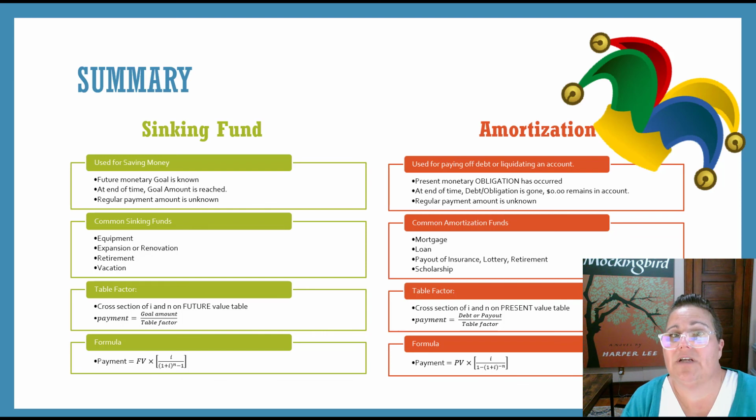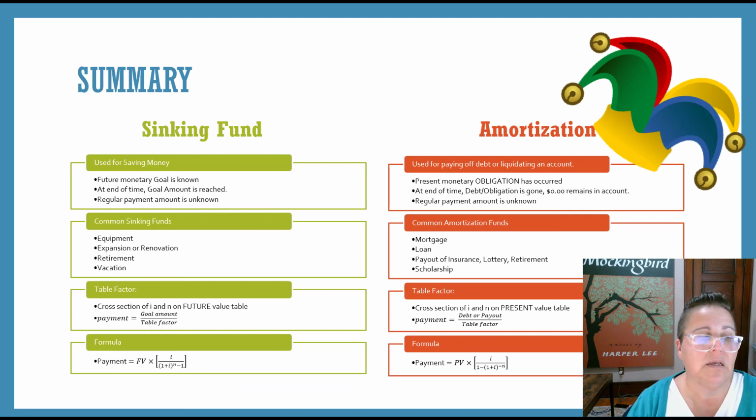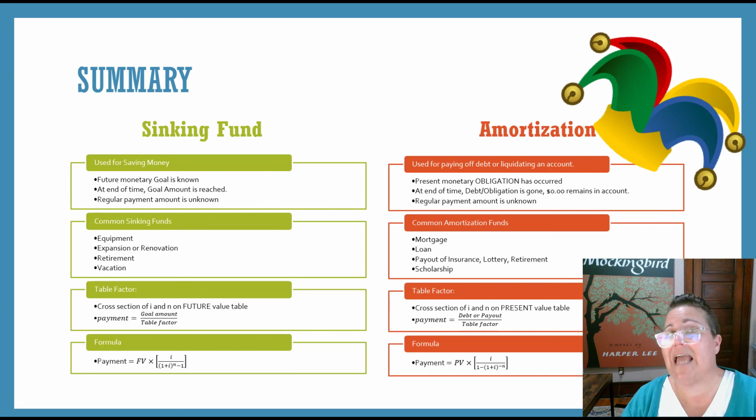At the end of your time period, 4 years, 10 years, 30 years, all of that debt or payout is gone and $0 remain in the account. What we're trying to find with an amortization is the payout that will make that happen. What is the debt repayment or the payout amount that will give you a zero balance at the end of those years? Some commonly amortized ideas: a mortgage, a loan. Those are all debt or obligations that get paid out.